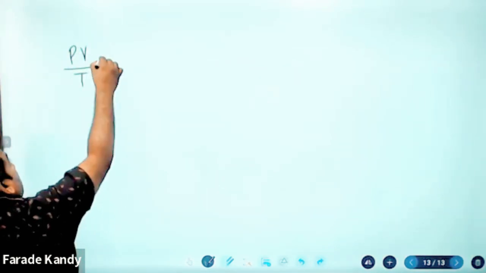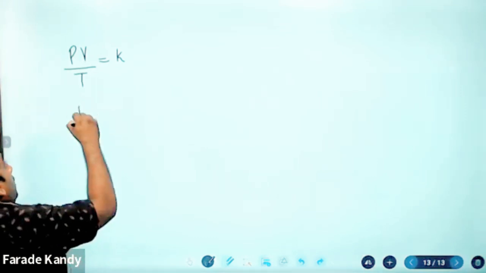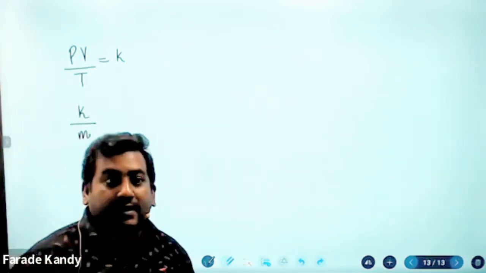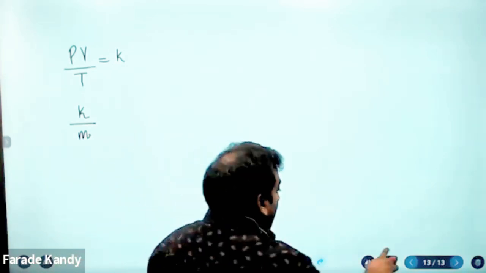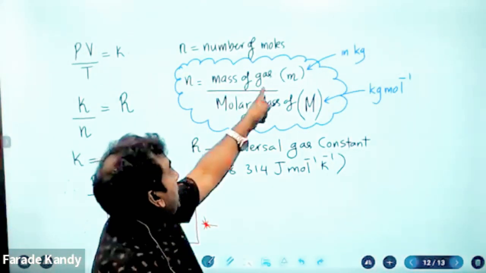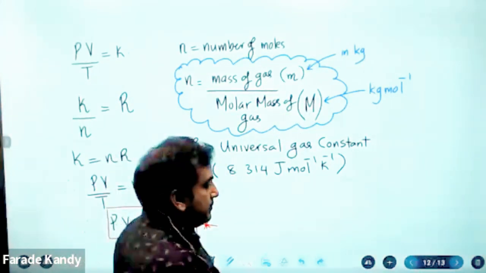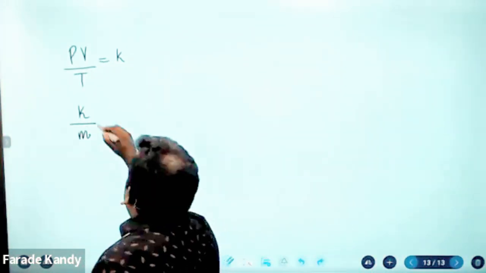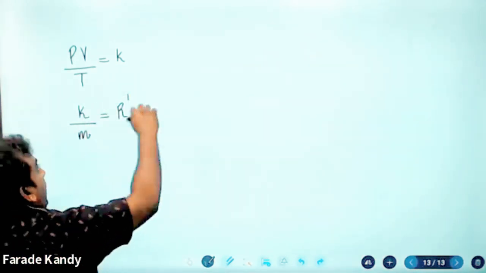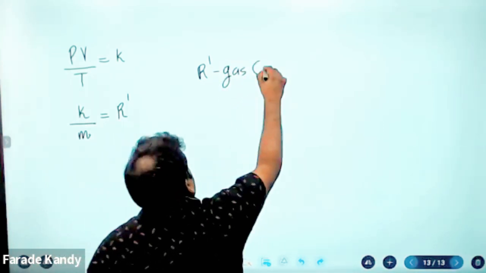PV over T is constant K. Listen carefully. Constant per mass of gas. M is mass of gas. Remember the symbols, please. M is mass of gas. I have defined capital M as molar mass of gas. Look at this. Constant per mass is R dash. R dash is gas constant.